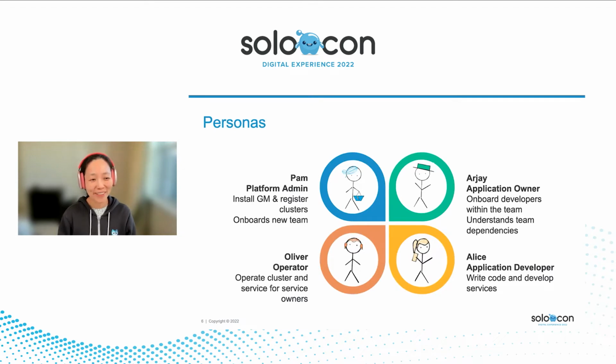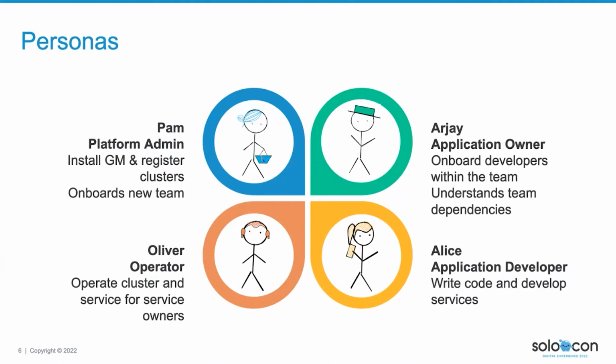These are our personas. Pam, who is the platform admin, she loves shopping, and her main role is to install Gloo Mesh and register Kubernetes clusters with Gloo Mesh. And she's also responsible for onboarding teams within her organization. Oliver is an operator, and he operates the Kubernetes cluster and also the services for the service owner. So he's a very key role for service mesh.